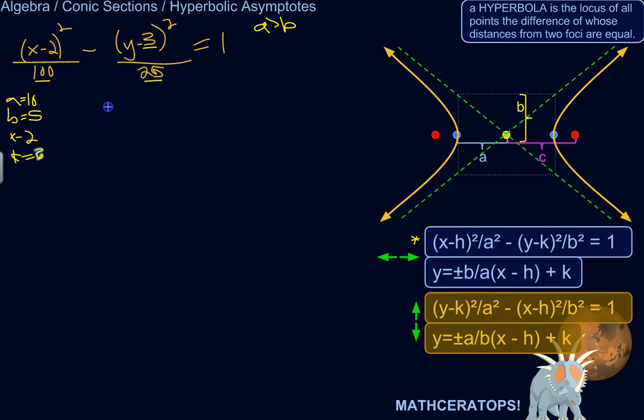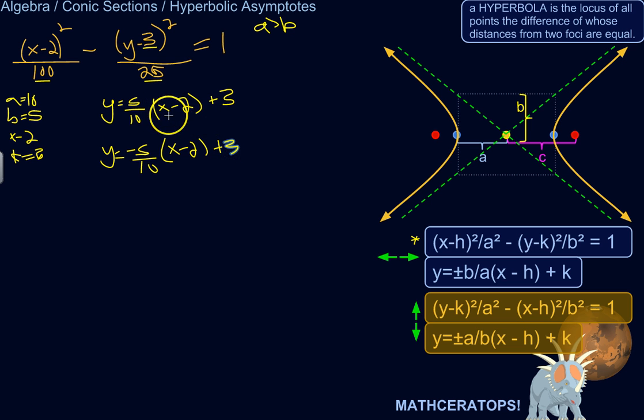Okay, so here are our equations for the asymptotes. Y equals plus or minus b over a. Let's start with plus. B over a, so 5 over 10 times (x minus h), so x minus 2, plus k. K is 3. And then our other asymptote is y equals negative 5 tenths times (x minus h) plus k.